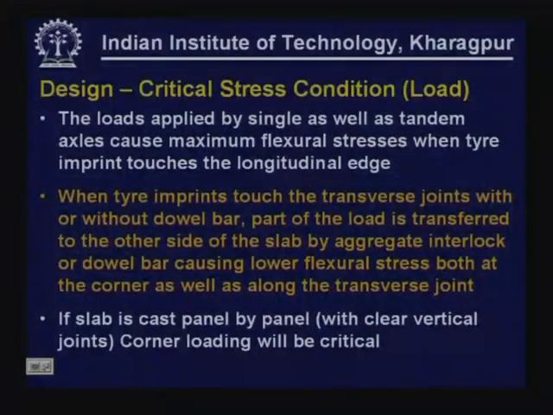However, if the slab is cast panel by panel with clear vertical joints, there is discontinuity along both the directions in the corner region. So, obviously that is the critical region. So, when you place a load there, corner flexural stresses will be the maximum, especially when there is no load transfer mechanism between these two slabs, then the corner is going to be the critical region.